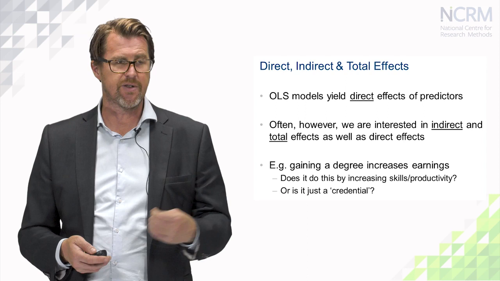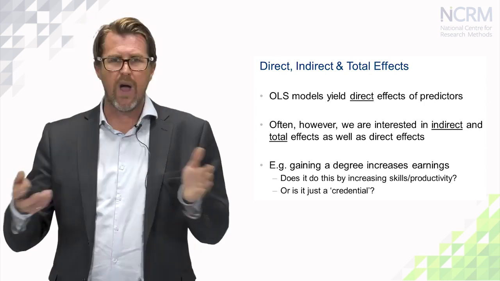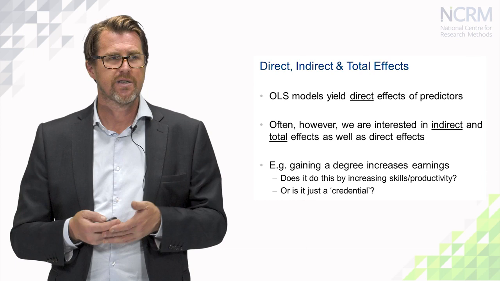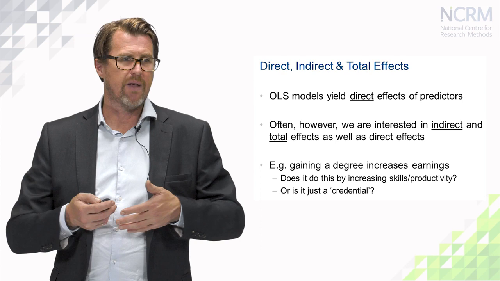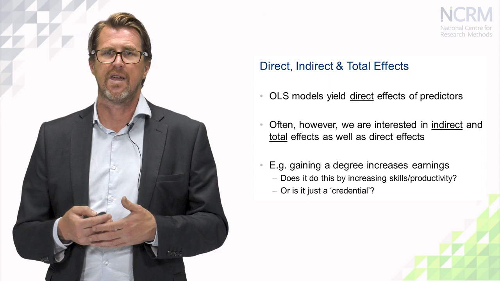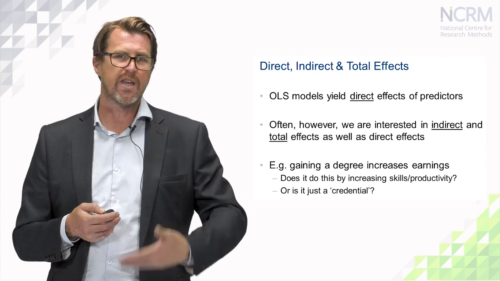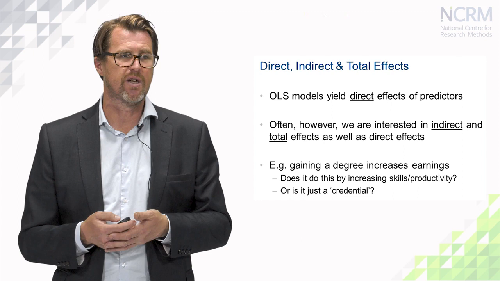And this is because oftentimes what we are interested in is understanding causal mechanisms, not just whether two variables are causally related, but how they are causally related. So we might, for example, conclude that gaining a degree at university increases your earnings. It might have a causal effect on your earnings in later life. And that's a useful and interesting conclusion to be able to draw. But there might be secondary questions about how that actually happens. What is the mechanism that underlies the earnings return to gaining a degree?